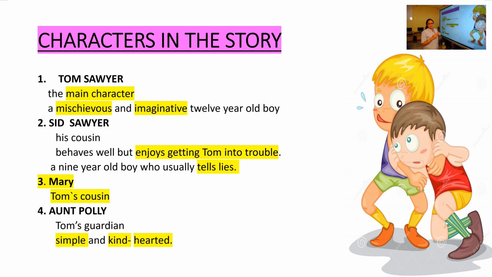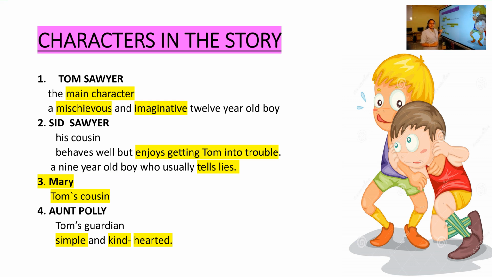Tom Sawyer, who's the main character, a very naughty boy, a very mischievous and imaginative boy, and he's almost 12 years old. And then you have Sid Sawyer in the story. Sid Sawyer is Tom's cousin. He's a person who behaves quite well, but what is he known for? He enjoys getting Tom into trouble. That is what he is best in. Okay? And he is almost 9 years old and he loves telling lies.